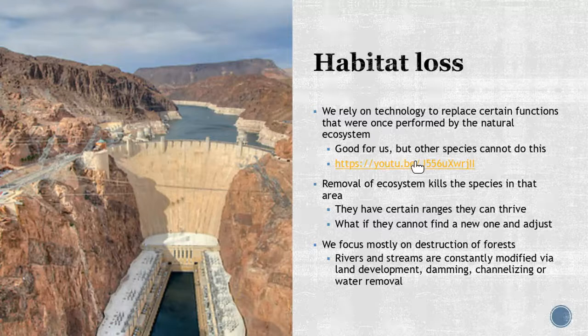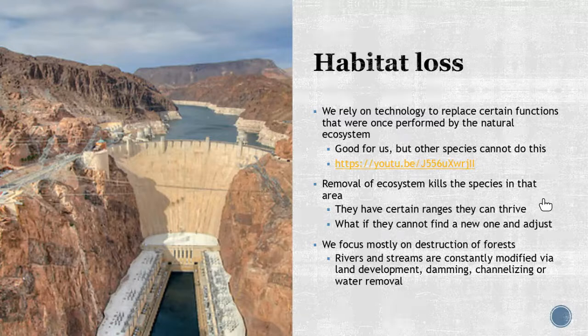This is actually talking about how we're developing artificial ways to do photosynthesis. It's really cool. Now, once we remove an ecosystem, we actually kill off all the species in that area. They only have certain ranges they can thrive in. So they either have to find a new home and adjust, or they pretty much die off. So it all depends on that.